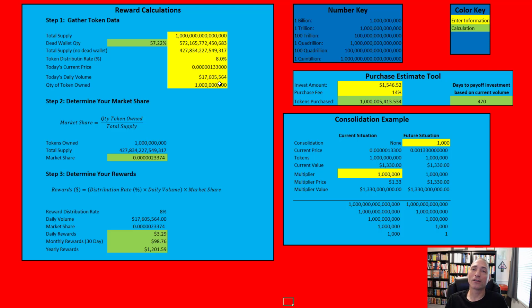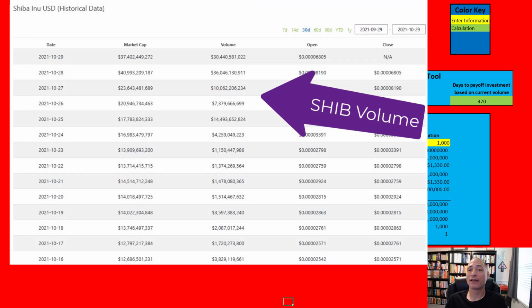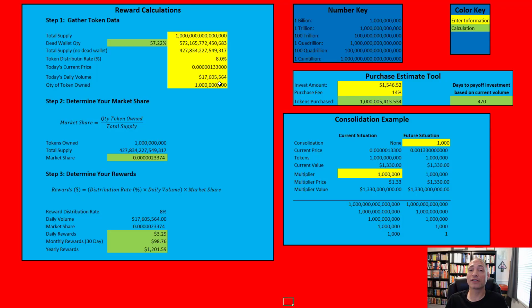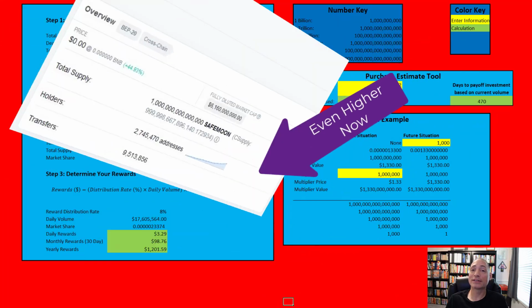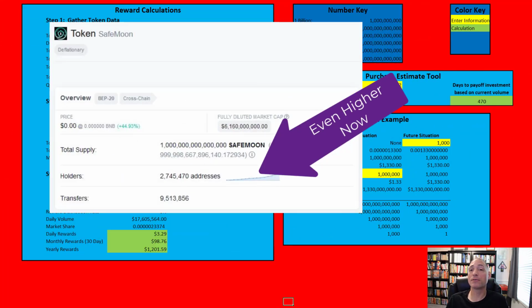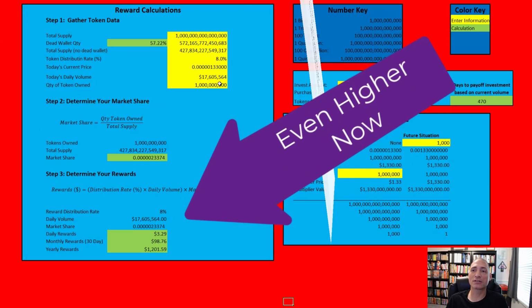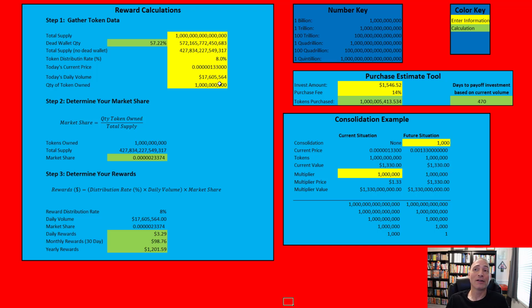Now, go look at some other projects and see what is a realistic daily volume. This is a brand new project that's only got 46,000 holders. If you go look at SafeMoon, they got 2.6 million holders. Or Shiba Inu, it's got somewhere 600,000 to 700,000. This project is going to grow, and when it grows, there's going to be more volume. So the volume is going to probably increase.